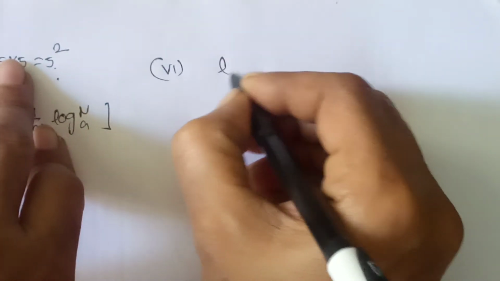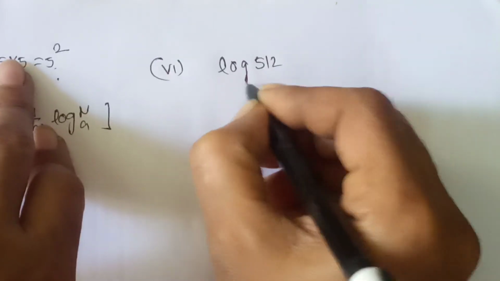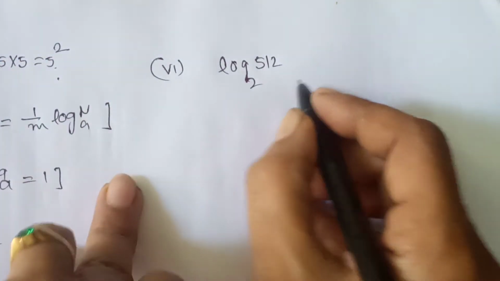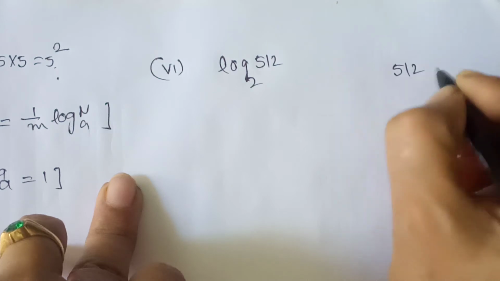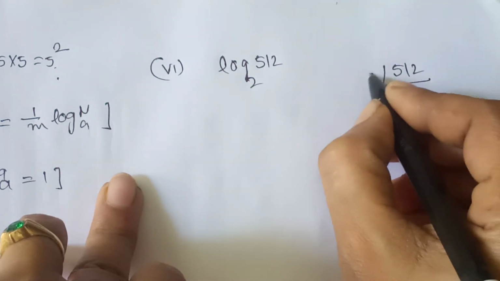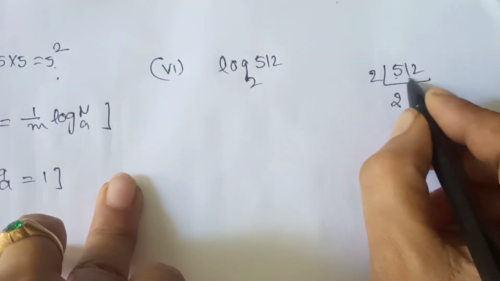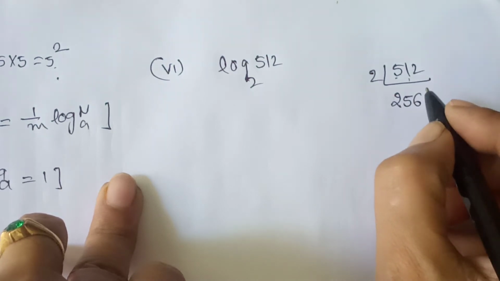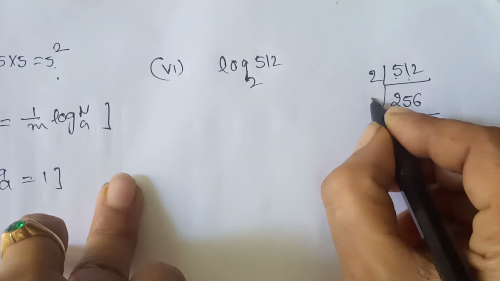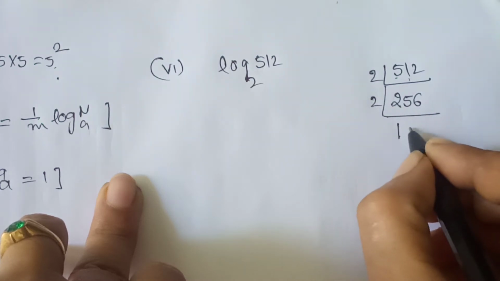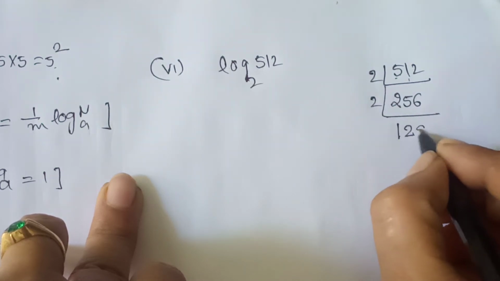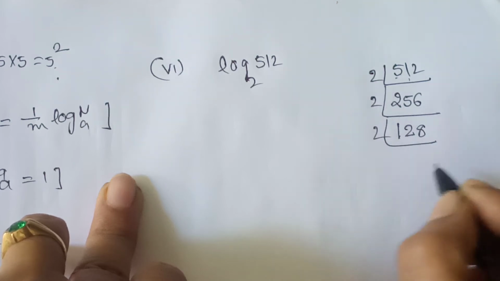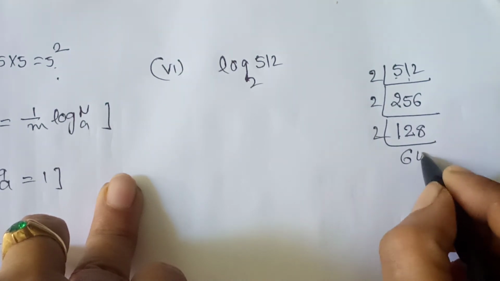Fifth is enough. Sixth problem, log 512 base 2. For 512, this is the prime factorization. 2 2s are 4, 2 6s are 12, 256. 2 1s are 2, 2 2s are 4, 2 8s are 16. Next, 2 6s are 12, 2 4s are 8.